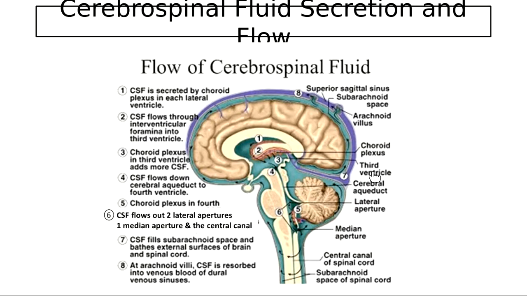Now here's the cerebrospinal fluid secretion and flow. I don't know what happened to my heading here, but let's just look at what's going on. Cerebrospinal fluid, that's what CSF stands for, is secreted by the choroid plexus in each lateral ventricle. Well, there are four ventricles, so there are four choroid plexuses. The choroid plexuses are very specialized capillary beds, and they form the blood-brain barrier. The blood-brain barrier is very selective as to what can leave your blood and make up what we call cerebrospinal fluid.